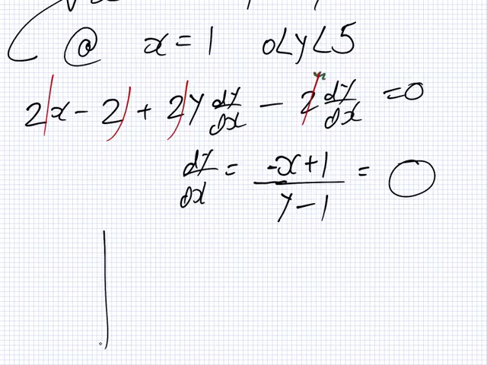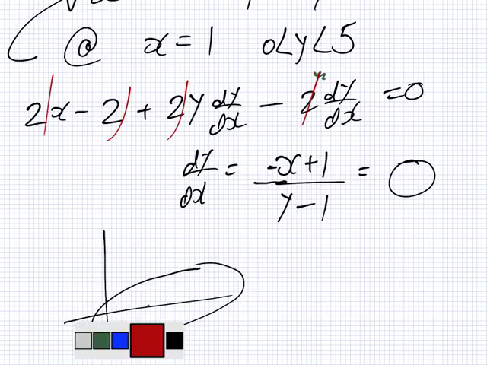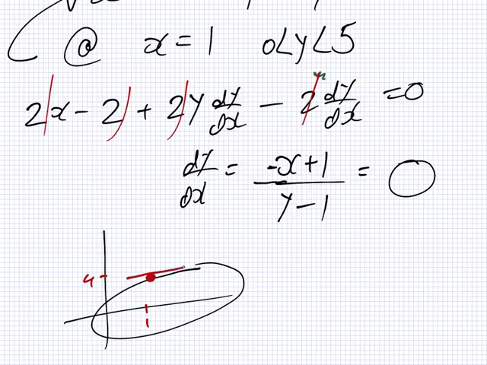I'll draw the graph roughly. The graph might look something like this. Some shape like this, it doesn't matter. It's kind of like a circle. At the point (1, 4), which is like here, the tangent is horizontal because the slope is 0.